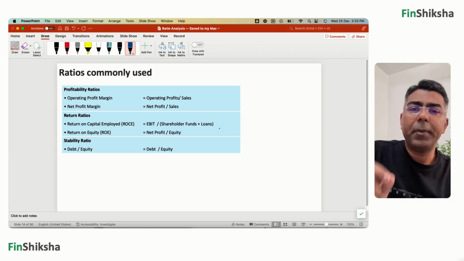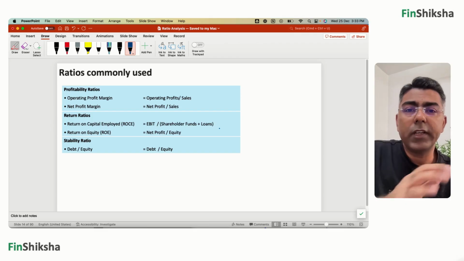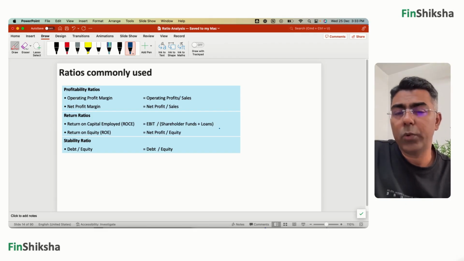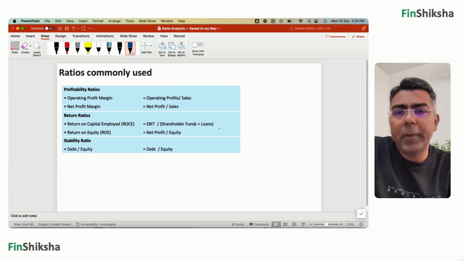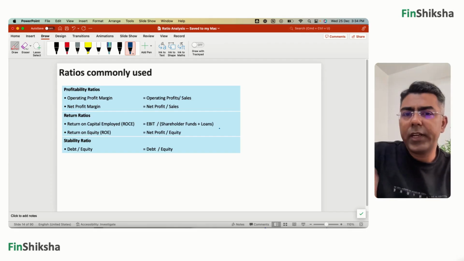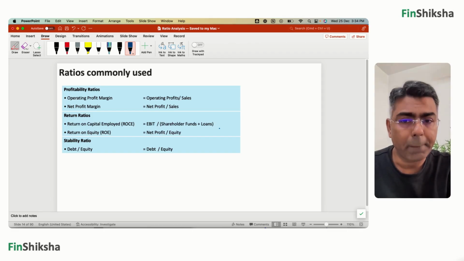As long as आप एक ratio का definition use कर रहे हैं जो logical है, use it consistently across all your calculations, all your comparisons, that is fine. You don't have to go specifically by the textbook in a lot of these. You can create multiple definitions for the same ratio and see how that pans out. That's okay, right?